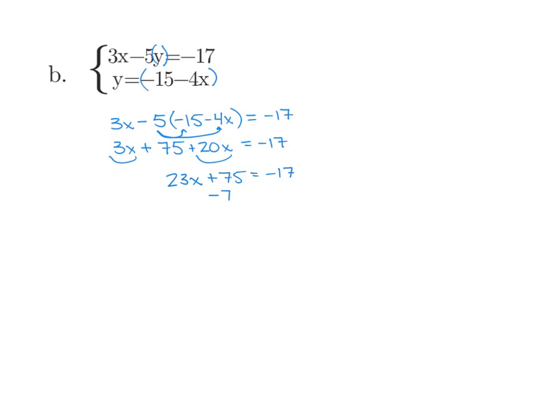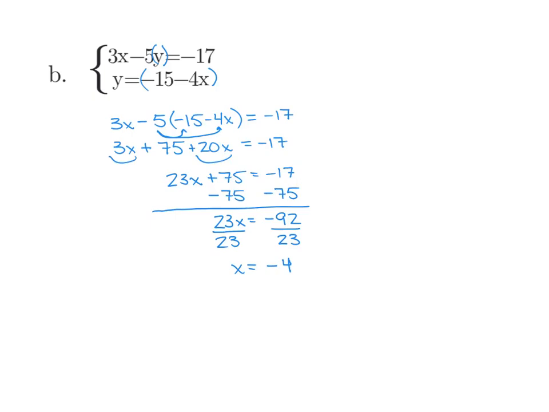And I can subtract 75 from both sides. We get 23x equals negative 92. Divide by 23 to both sides, and we get x equals negative 4. All right, so we get x equals negative 4.